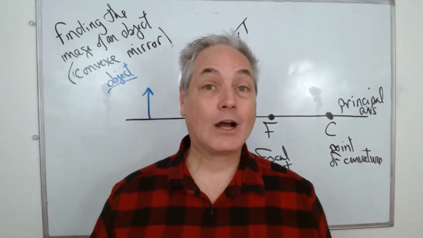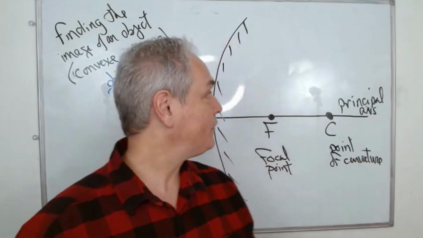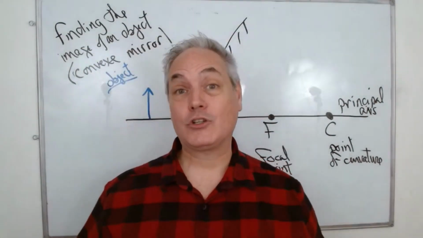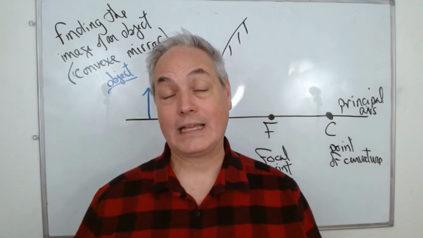Have you ever wondered how we can actually find out where the image is of an object when you have a convex mirror? So if you stay with us, I'm going to share with you how we can trace the rays of light so you can figure out where it is.